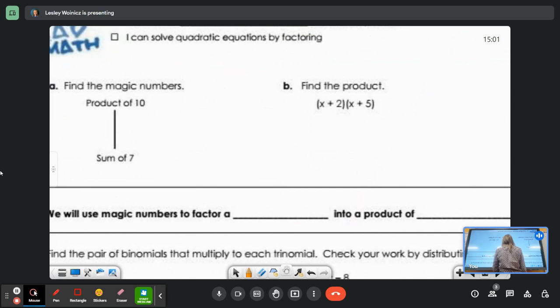All right, so let's play the game really quick. If I want a product of 10 and a sum of 7, what are my magic numbers? 2 and 5. Yes, sir.